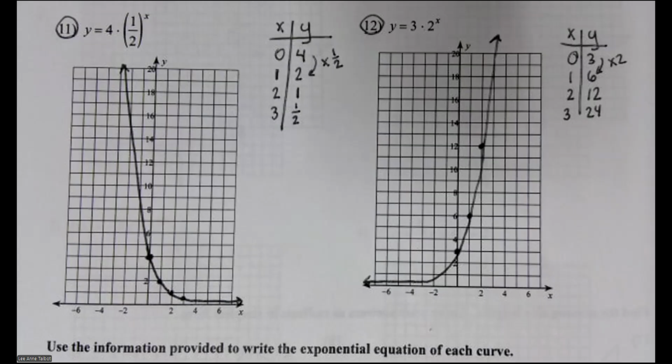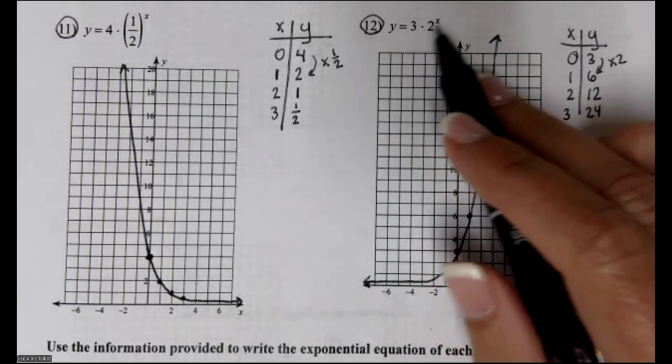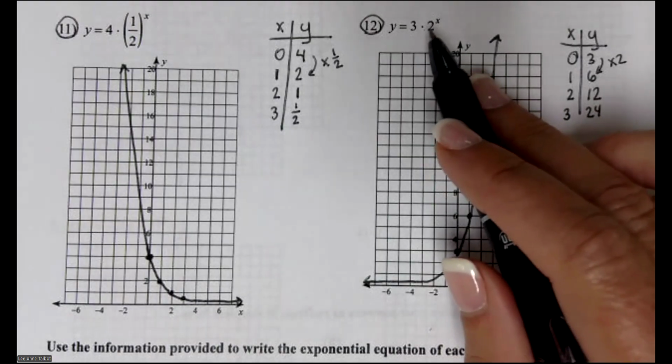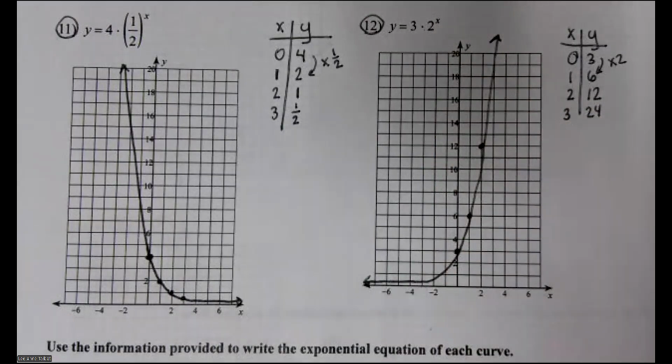So really for these, you just need to know the number in the front's the start, the base of the exponent's the multiplier, and that the general shape is a curve that has an asymptote somewhere. These guys are +0 on them, so it's the x-axis.